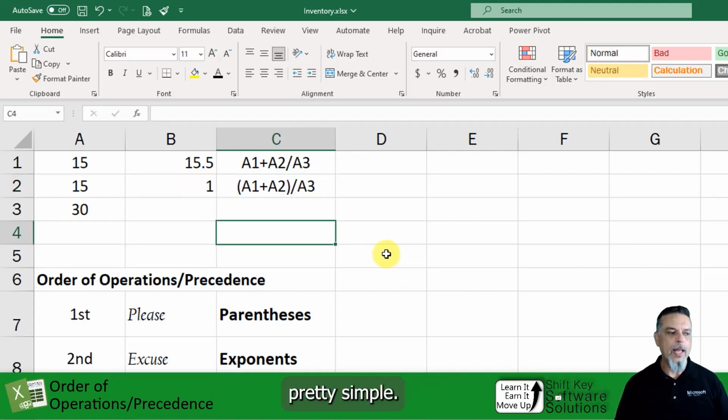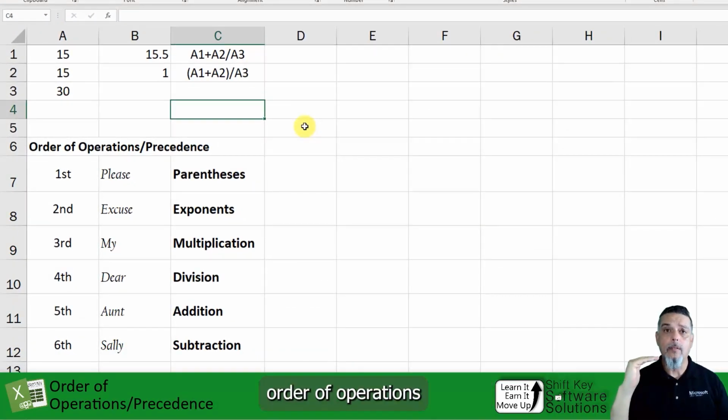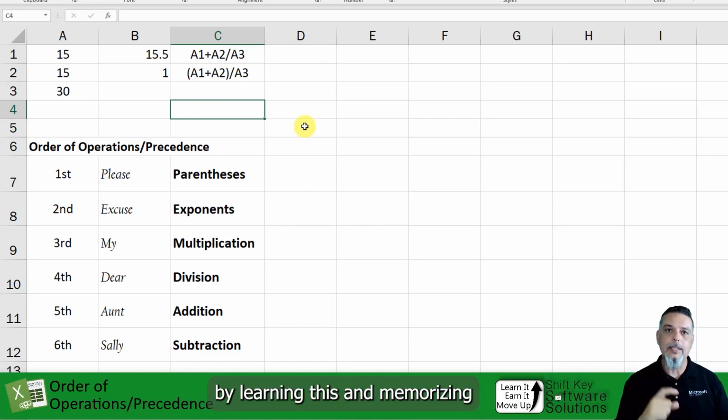Pretty simple. This is your order of operations. Please take time to study this to understand the first, second, third, fourth, fifth, and sixth order of operations in which Excel will read a formula. By learning this and memorizing this, this will help you write more accurate formulas.